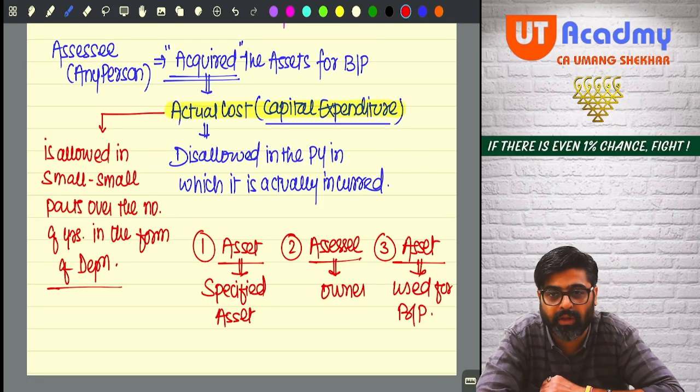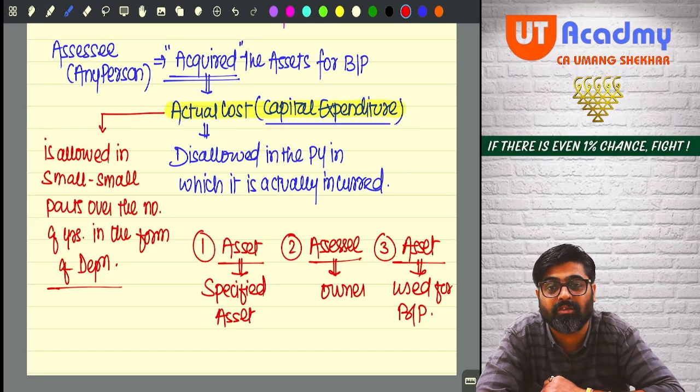If the assessee is not the owner of the asset, he is not entitled to claim the cost of that asset in the form of depreciation. Who can claim the cost as depreciation? Only the owner of the asset can claim the cost in the form of depreciation. Yes or no? And it is possible only if the asset is used for the purpose of business or profession.